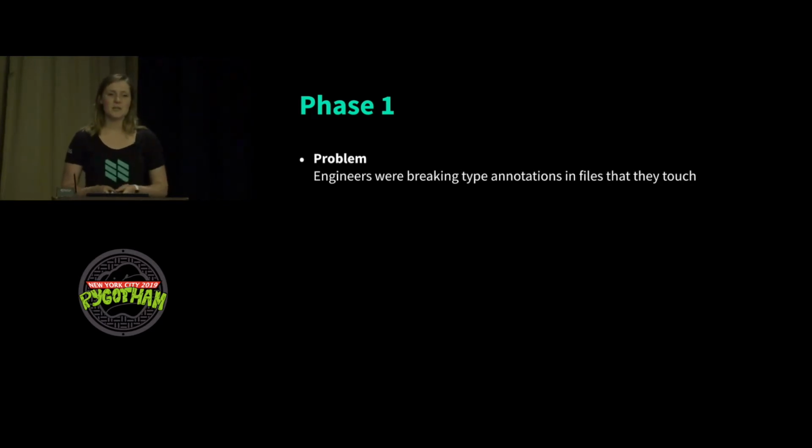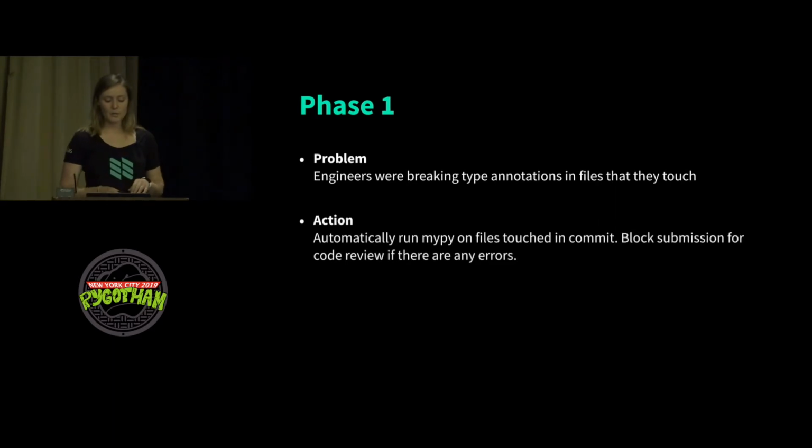Which brings us to phase 1. Type annotations were decreasing because the 11 other engineers were not updating their type annotations and not running Mypy, which means they were breaking some of the existing type annotations as they worked. And so in response, we added a step to our dev process, which automatically ran Mypy on all files on a commit and blocked submitting it for review if there were any errors.